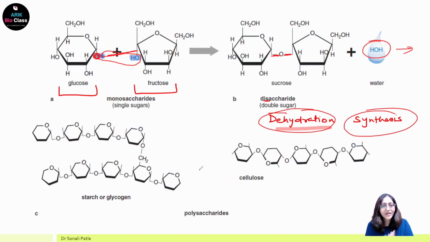So look at these things. When this chain grows, as you keep on adding the monomers here, this chain will grow like this. And this is the bond which connects two monomers together. Right? This bond, this bond, this bond, this bond, this bond. So this is how the longer structures will be formed from monosaccharides to polysaccharides.